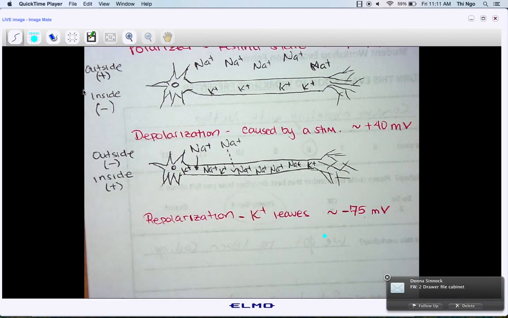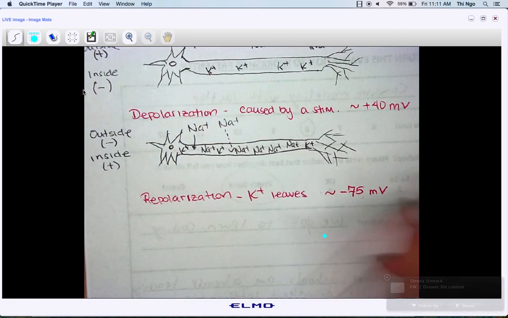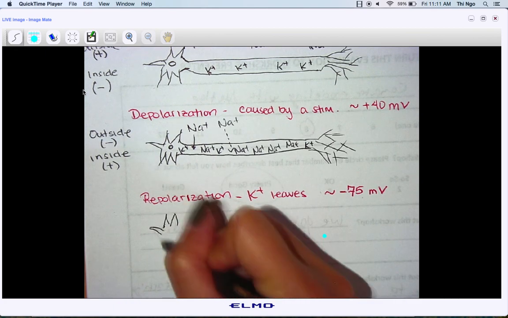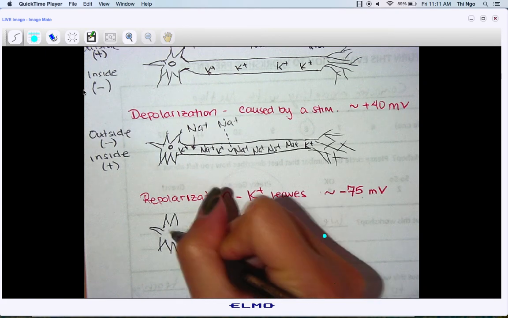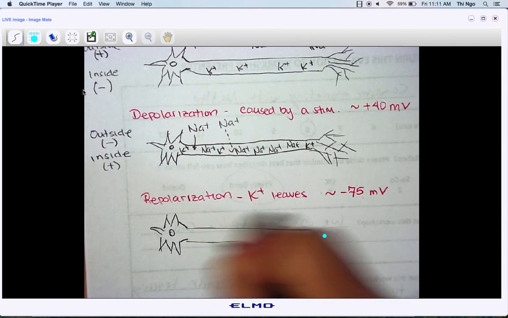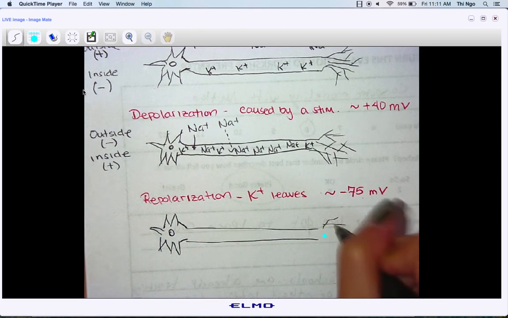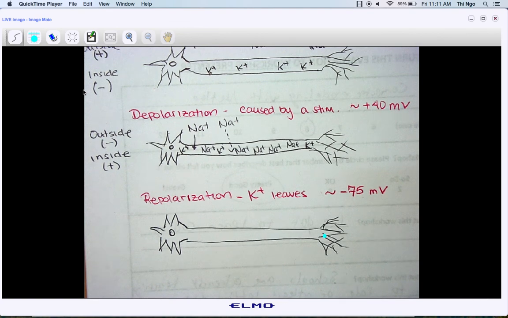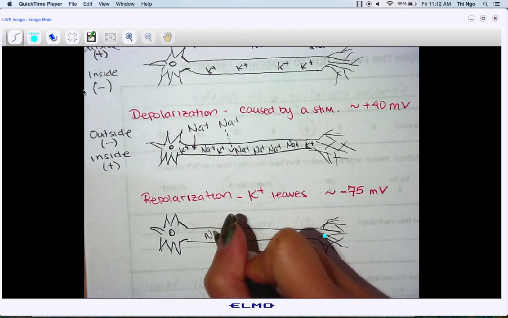So how does that look in the neuron itself? Let's go ahead and redraw your beautiful neuron. Oh my gosh. Axon hillock, axon, synaptic terminals, and then so this time you had a whole bunch of those sodiums still in there.